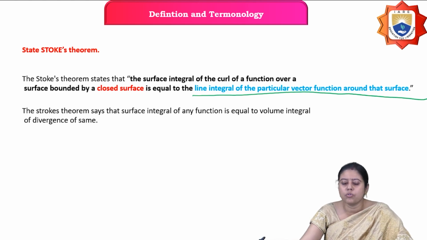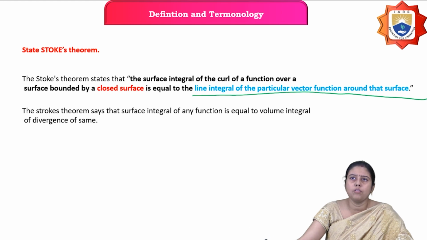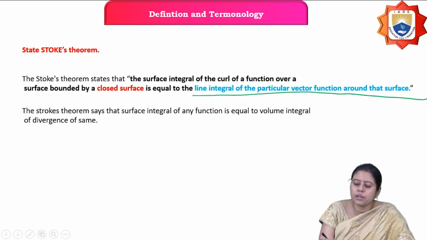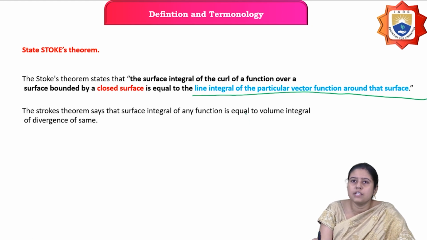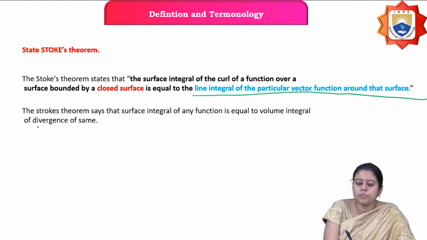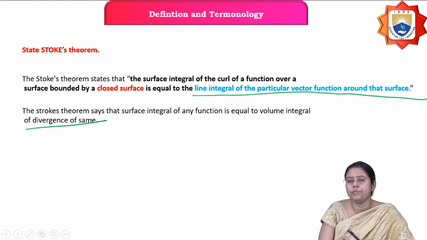So what does the Stokes theorem state? Stokes theorem states that the surface integral of a curl of a function over a surface bounded by a closed path is equal to the line integral of the particular vector function around the surface. The divergence theorem states that the surface integral of any function is equal to the volume integral of the divergence of the same.